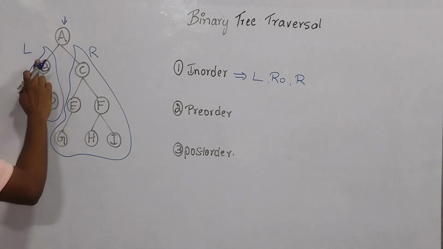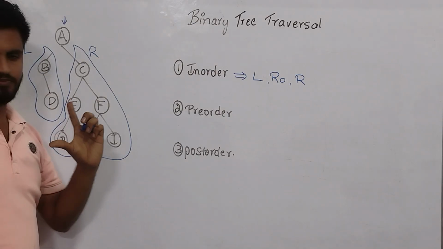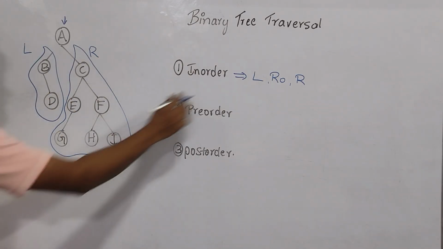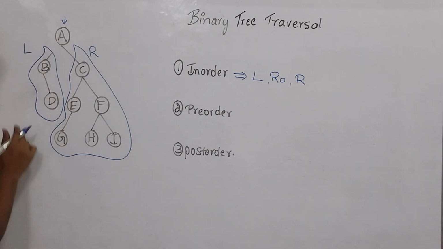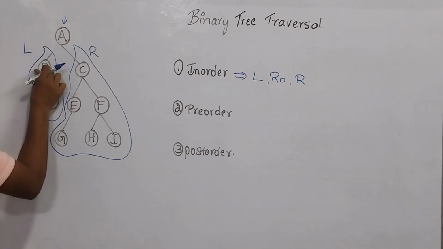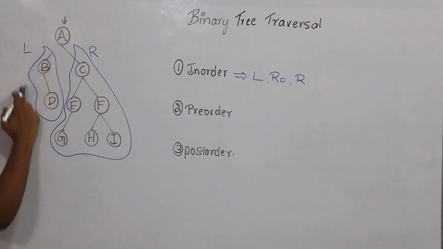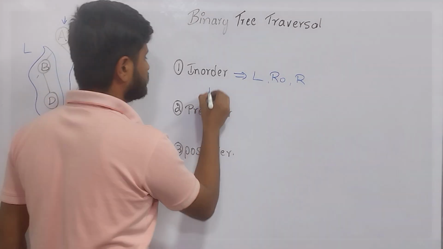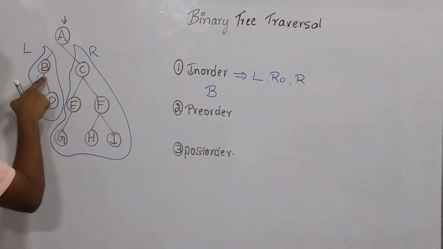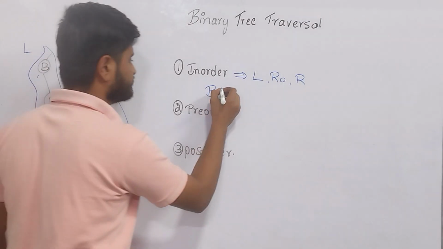Now I came to the left node. I will detach it from the tree for the understanding purpose. Now again apply this left, root and right for this separate left tree. There is no left node, so no need to write. Next what you must write? Root. If you consider this as the separate tree, left is not there, root value will be B. So B will come first. Next you must write the right node, that is D.